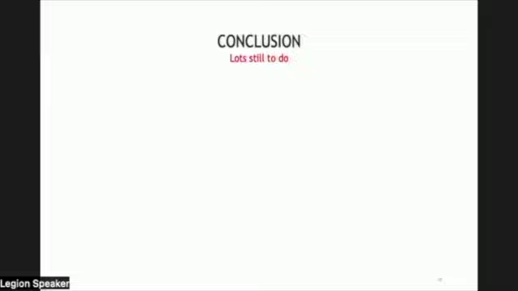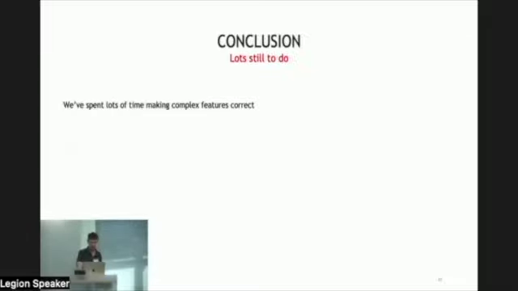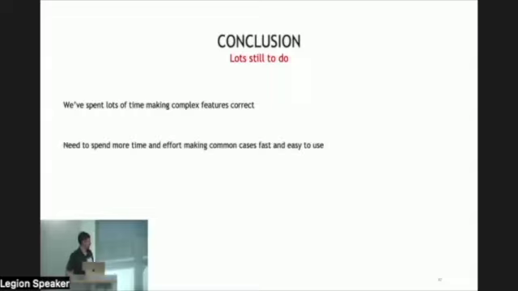Okay, and I'm going to wrap up. So I think there's still lots of stuff to do in Legion. I think we spent a lot of time making Legion correct. Legion has lots of complex features and lots of interacting parts, different things that interact in non-trivial ways, right? And we've done a lot to make it robust and solid and correct in all the different cases. But I think the thing that we are starting to spend a lot more time on now is making the common cases fast and easy to use, right? And I do think both of those things are important.